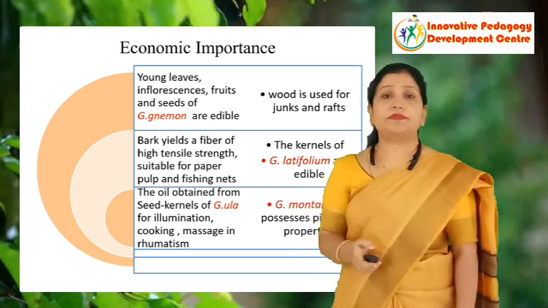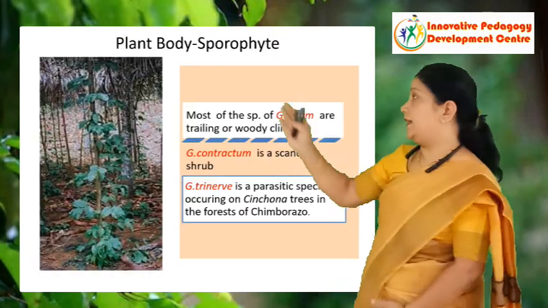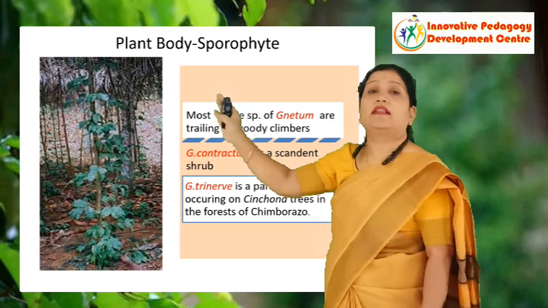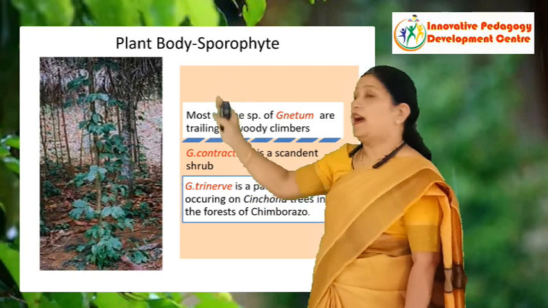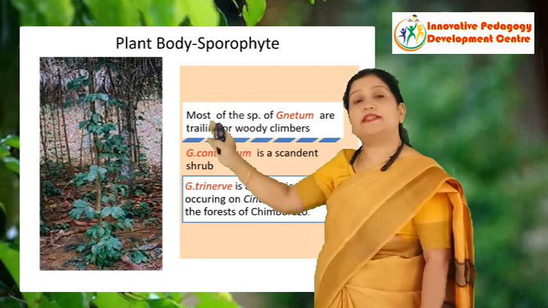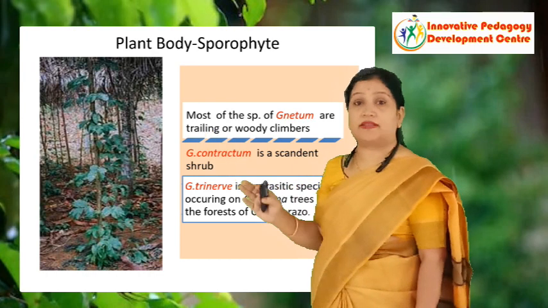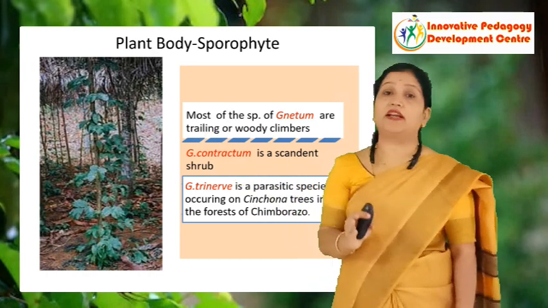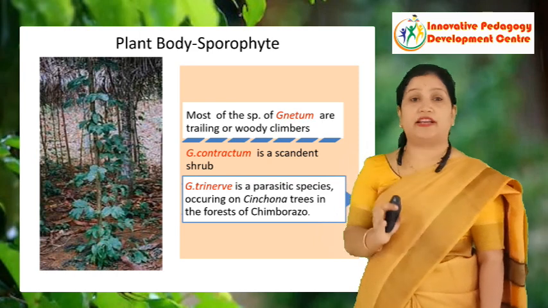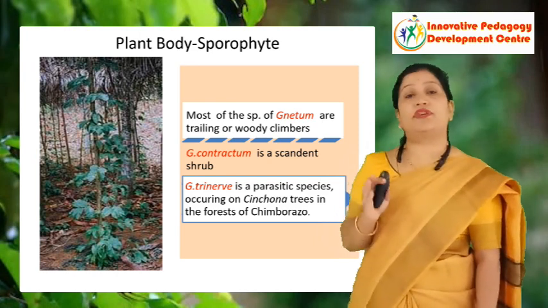Here you can see the plant body, and this is the sporophyte. Actually, the Gnetum species are trailing or woody climbers. So dear students, you remember the term lianas for the woody climbers. So many species are woody climbers.